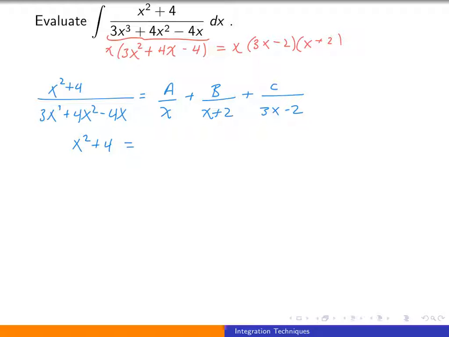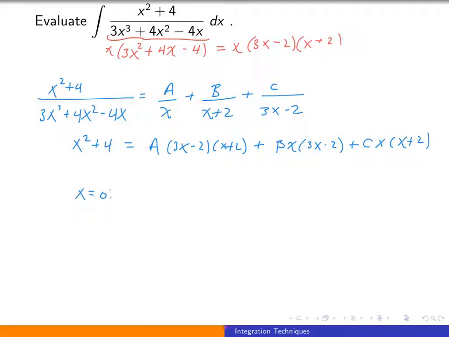So in the first term, the x's will cancel. We'll have a times 3x minus 2 times x plus 2. In the middle term, the x plus 2's cancel, so we have b times x times 3x minus 2. And in the third term, the 3x minus 2's cancel, so we have c times x times x plus 2. And since we have all linear terms present, we actually don't have to expand this entire expression on the right. We can simply plug in 3 intelligent choices to solve for those corresponding constants. To solve for a, we plug in x equals 0.